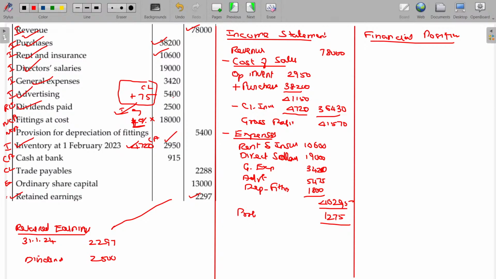Profit for the year. So profit for the year will be now addable with this for the year. 1275. So retained earnings, you have to add these two and 2500 is subtracted. So the closing balance being 1072. Okay.